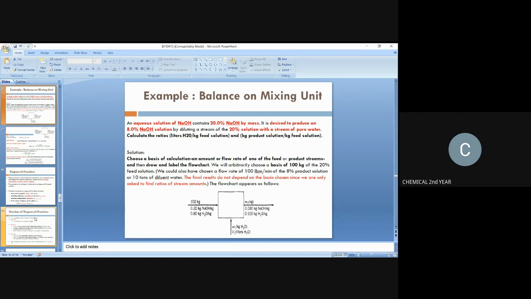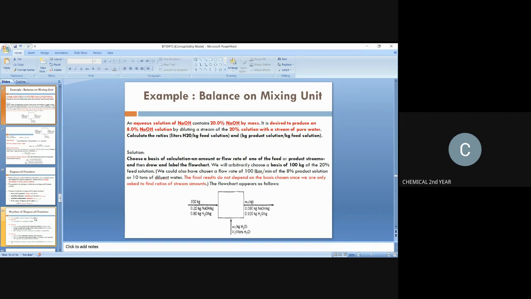Balancing on a mixing unit. An aqueous solution of NaOH contains 20% NaOH by mass. It is desired to produce an 8% NaOH solution by diluting a stream of the 20% solution with a stream of pure water. Calculate the ratios of liters of water per kg feed solution and kg product solution per kg feed solution. Choose a basis of calculation and an amount or flow rate of one of the feed or product streams, and then draw and label the flowchart.